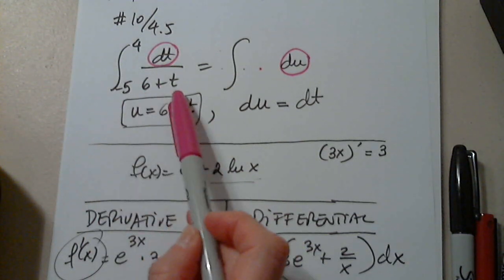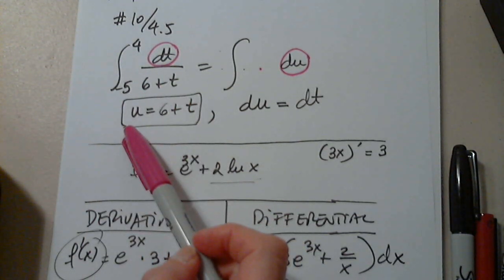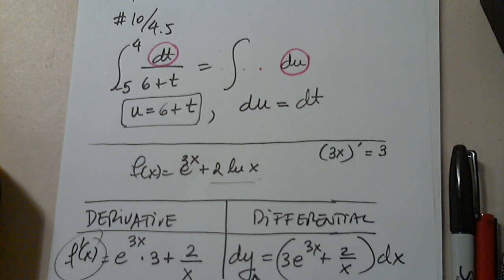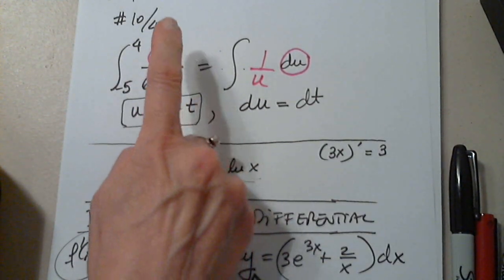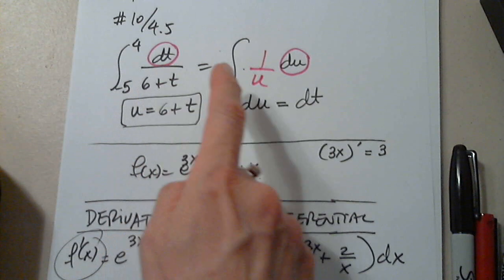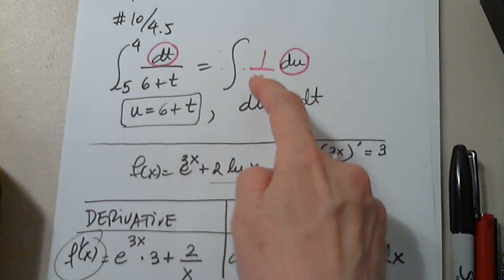But we already said that 6 plus t was u. So this is 1 over u? Exactly. We don't want to go back. We already worked hard to find the substitution. U, we know it's 6 plus t, dt is du, 6 plus t is u, so I have 1 over u.